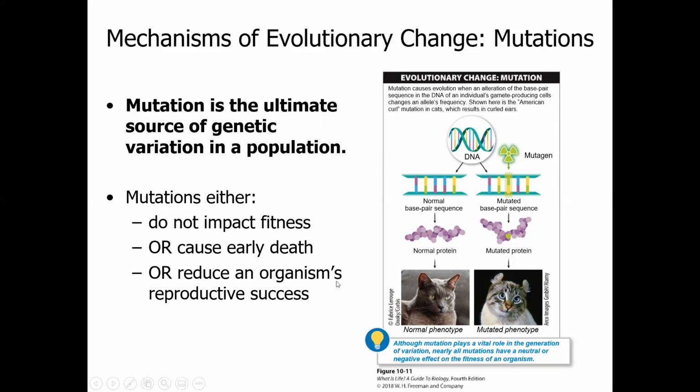And like I said, mutations may either not impact an individual's fitness level, and we'll talk about fitness in a little bit. They could cause death early through some sort of detriment, or they could potentially reduce an organism's reproductive success. So we don't know specifically what's going to happen with a mutation in particular when it happens, but we know that there's one of 3 things that could happen: good, bad, or nothing.